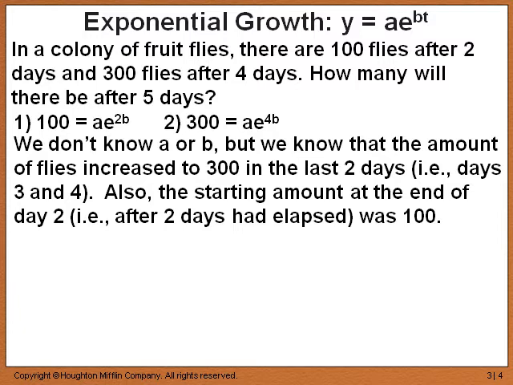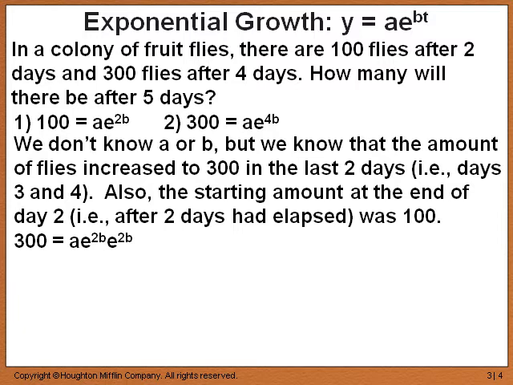Okay, so look at equation number 2 again. 300 equals ae to the 4b. And let's rewrite that as 300 equals ae to the 2b times e to the 2b. Now, you'll probably remember from Algebra 2 that when we multiply numbers that are being raised to an exponent, and we have the same number, we simply add the exponents. So e to the 2b times e to the 2b is the same as e to the 4b. Okay, so I simply rewrote equation number 2.